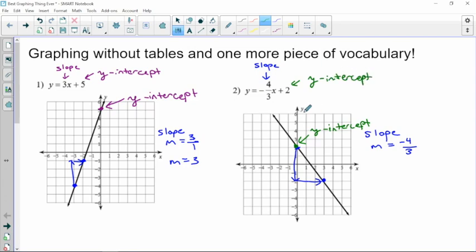This can make it really easy to graph a nice line without having to worry about making a table. It also helps you take a graph and write an equation for it. If I hadn't known what the equation was and just had the picture, I could have found this intercept at 2 and the slope of -4/3, and I would have put -4/3 with x and plus 2, because this is a positive 2 by itself. y equals -4/3 x plus 2.